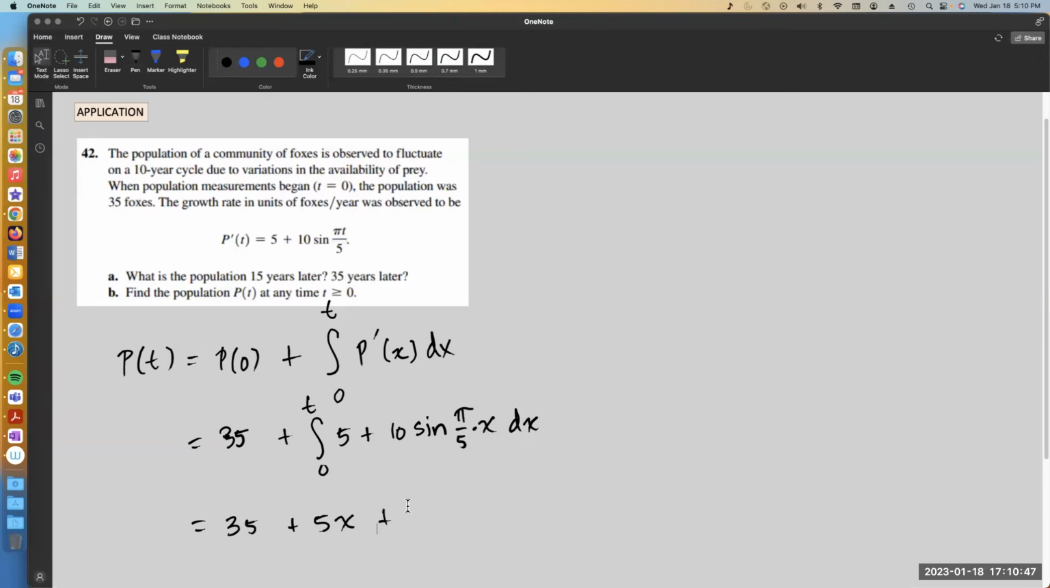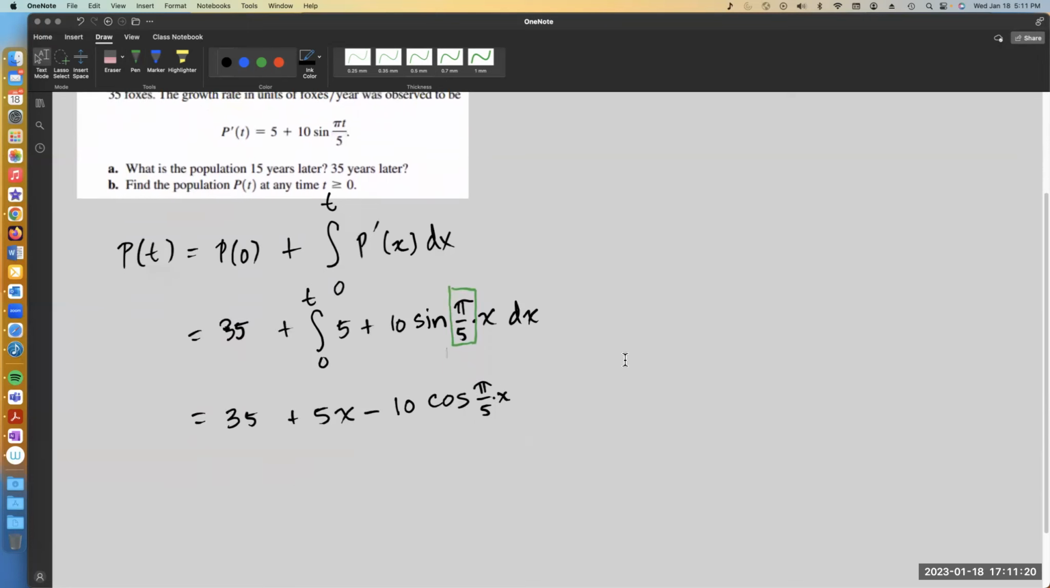And now we're going to integrate sine. The integral of sine is minus cosine, so we're going to have minus 10 cosine. This angle does not change when we integrate. But we have reverse chain rule. When we look inside here, the derivative of the angle is this right here. This is a linear substitution if we were going to do u sub. So what are we going to do with that pi over 5? Divide by pi over 5. And then this goes from 0 to t.